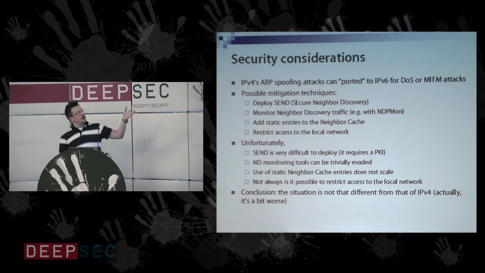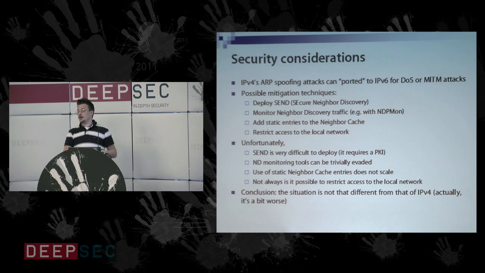These are the mitigation techniques that you have for these attacks. First of all is the deployment of SEND. SEND is secure neighbor discovery, which is basically adding crypto to neighbor discovery. The problem with deploying SEND, first of all, is that, for example, Windows doesn't implement it. So even if you wanted to, you are not going to be able to protect Windows systems with SEND. Also, it's very hard to deploy. It basically requires a PKI and so on.